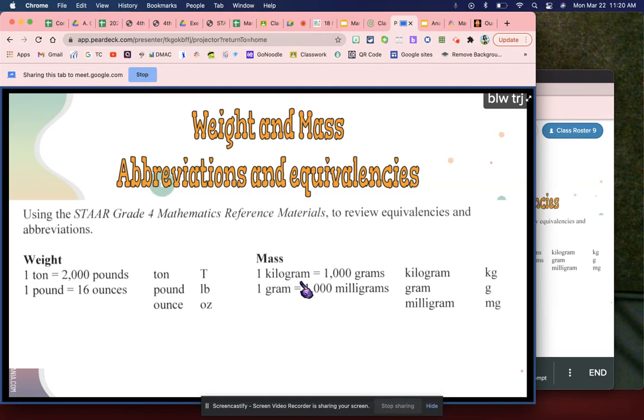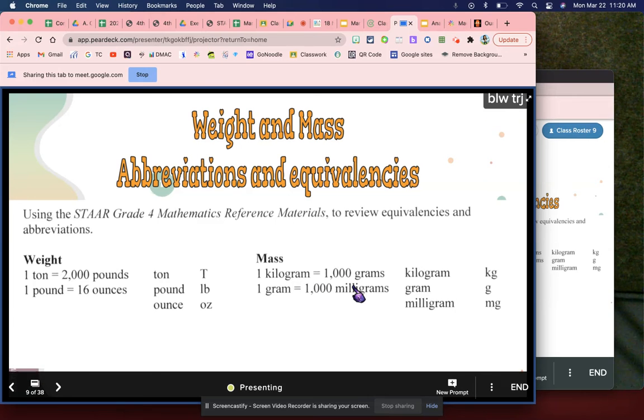Okay. So 1 kilo is 1,000 grams. And 1 gram is 1,000 milligrams. Now, these right here, you don't have to remember, because remember, Maite, they're going to be on your test in the STAR reference sheet. So you don't have to memorize them because they're going to be there on your test.